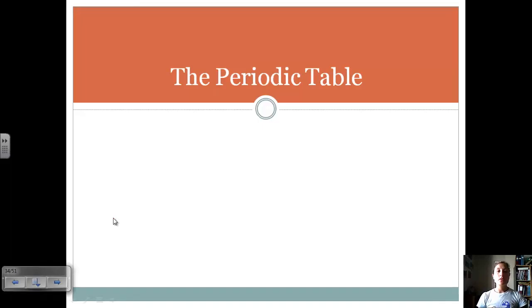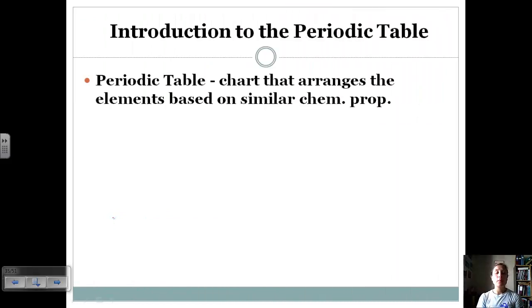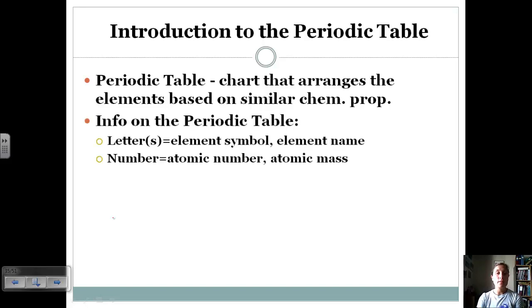So today we're going to discuss the origins and organization of the periodic table. The periodic table is basically a chart that organizes the elements based on similar chemical properties. So that's the foundation for the organization of the periodic table. There are a few pieces of information that can be found on the periodic table.